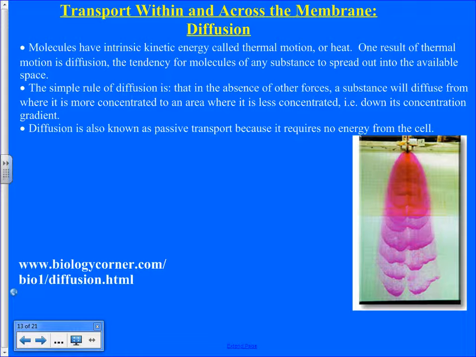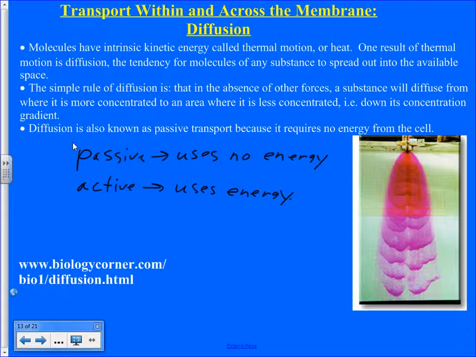So a passive process uses no energy. An active process uses energy. So a passive process is essentially free, and an active process costs.